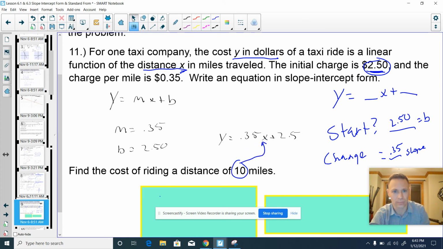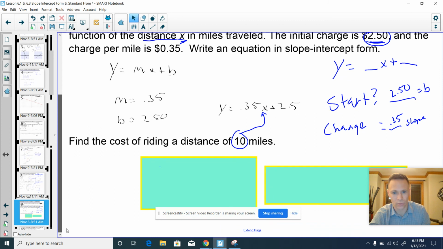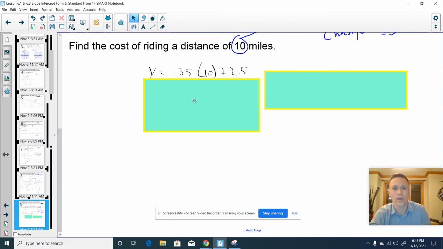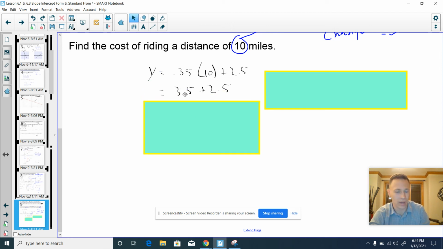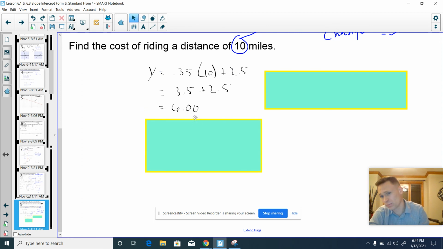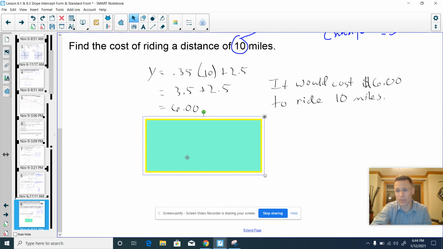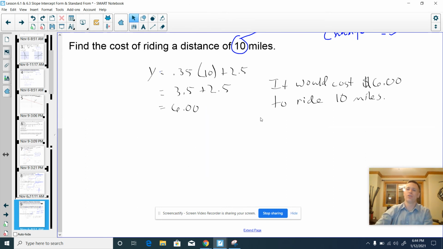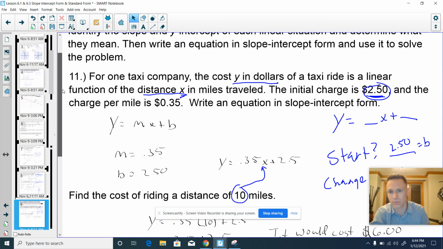So let's do it. Scroll down a little bit here, extend the page. So there I am substituting in 10 for x. 10 times 0.35 gives me 3.5. And then I just have to add that to 2.5, which gives me $6. What does that mean? It means that it would cost me $6 to ride 10 miles. That's what it would mean in context.